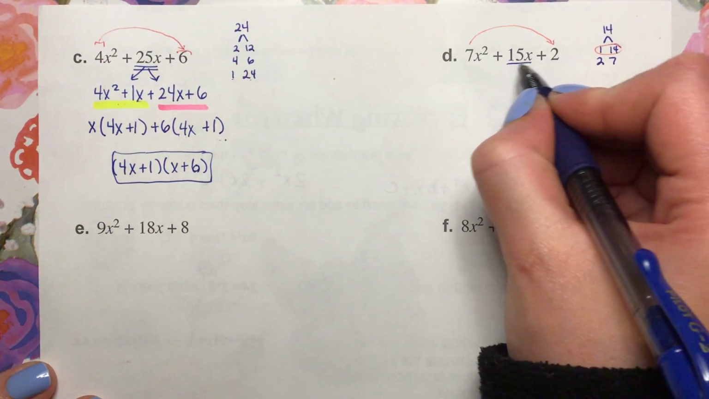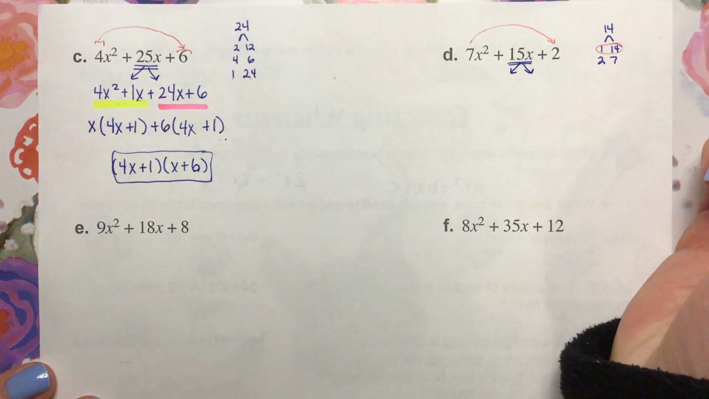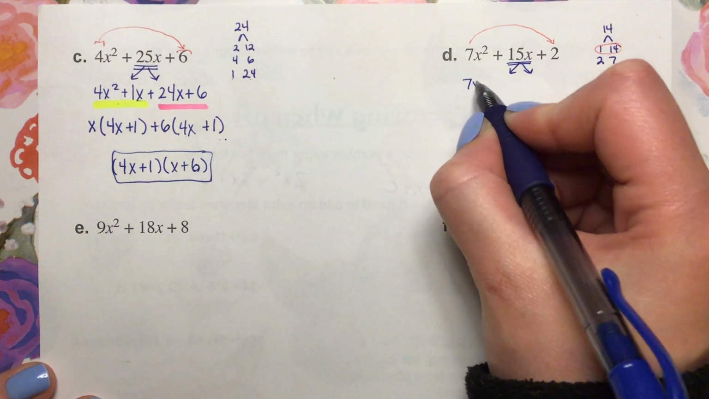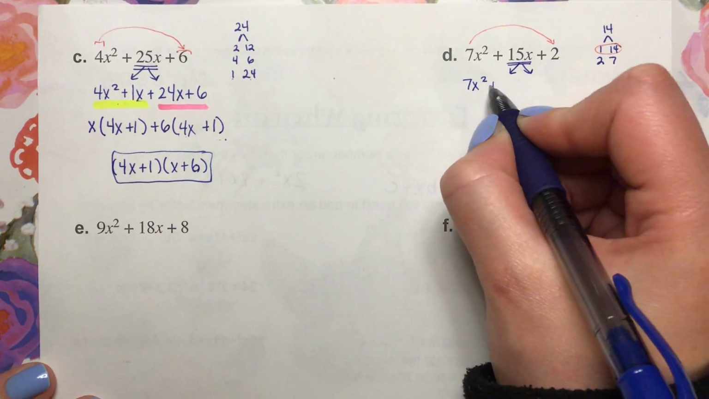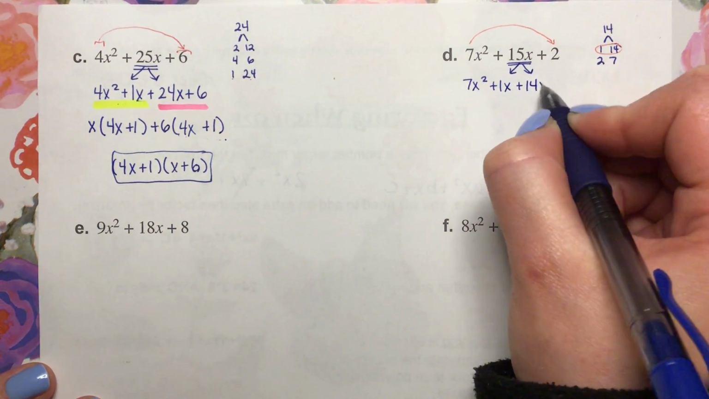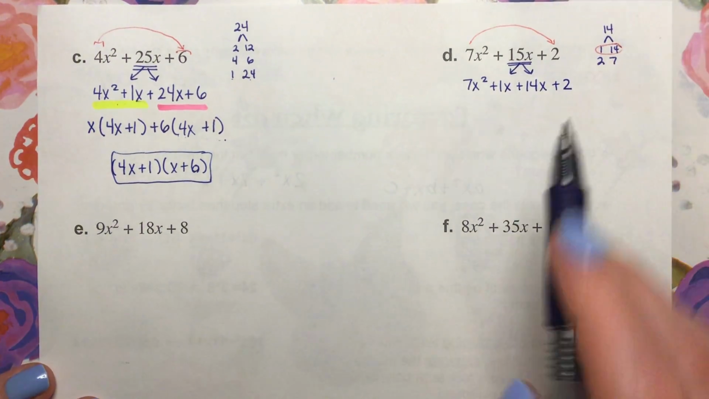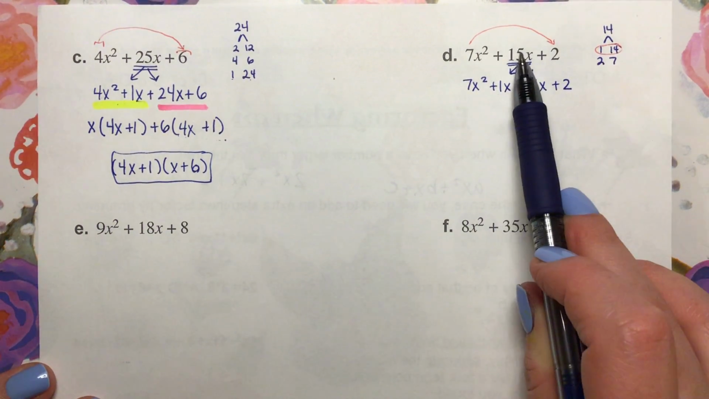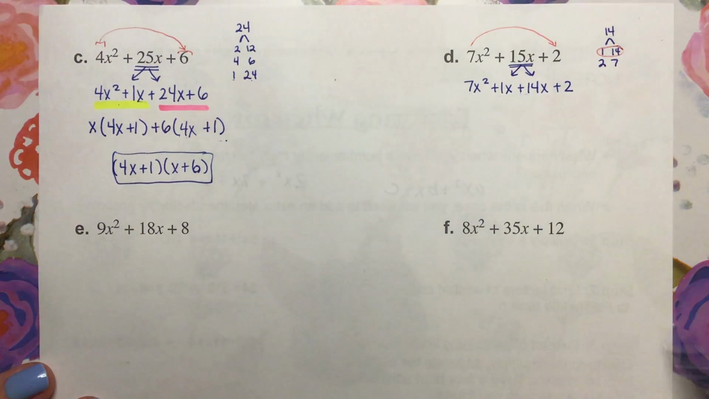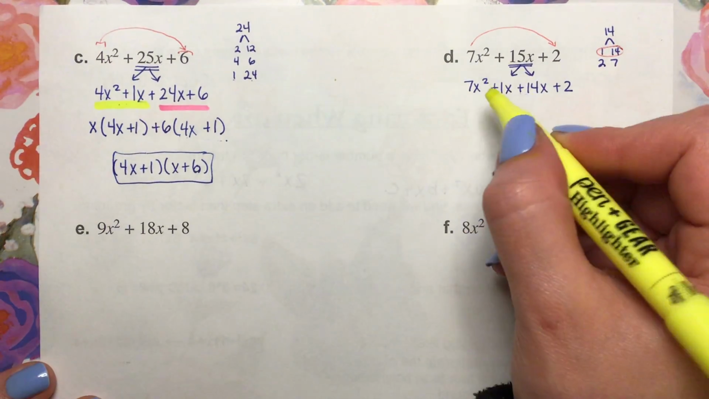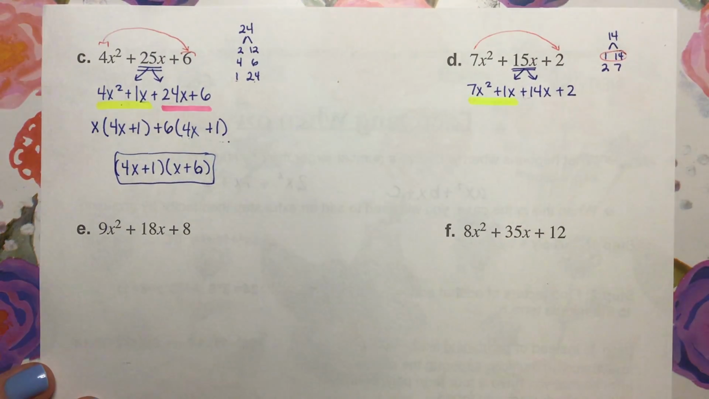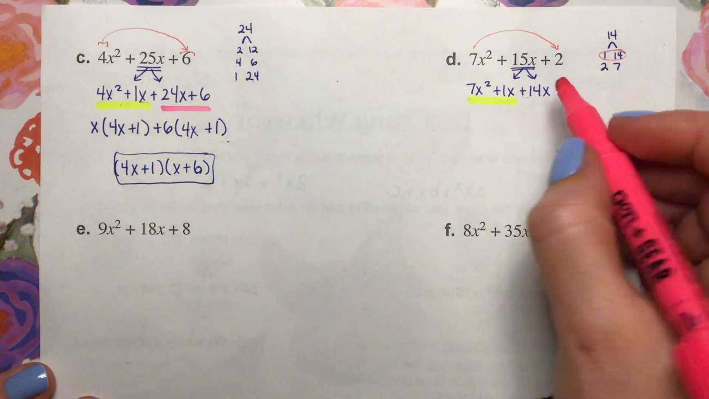So now take this middle term and rewrite it as two things. So I still have 7x squared and then plus 1x plus 14x plus 2. This 1x and 14x is that 15x split up. Now I'm looking at the front half and I'm looking at the back half.